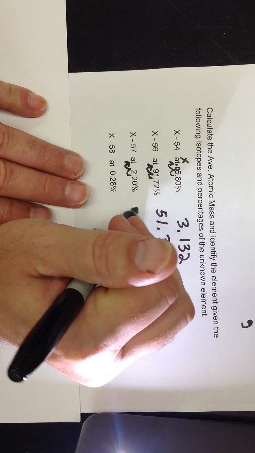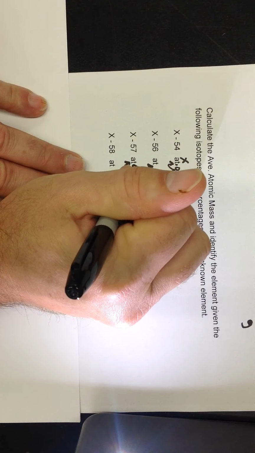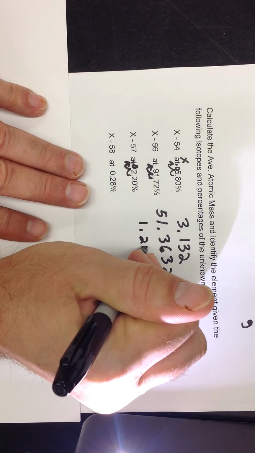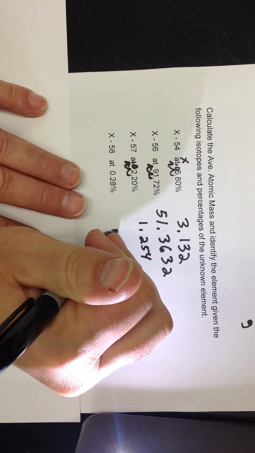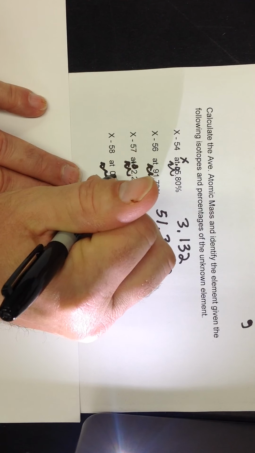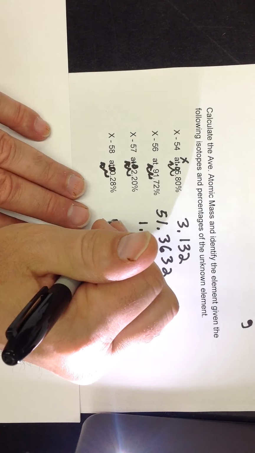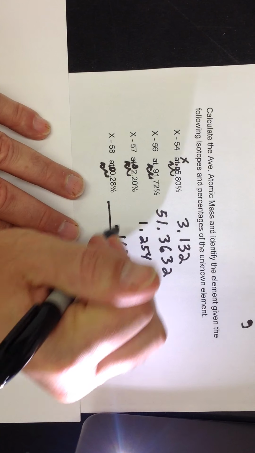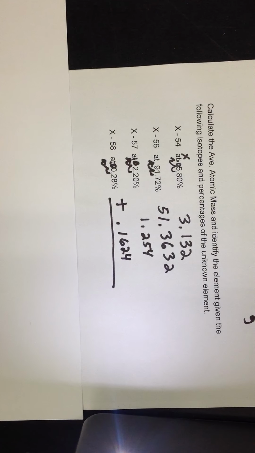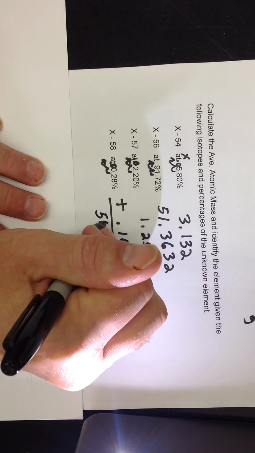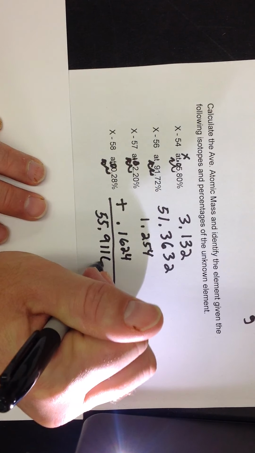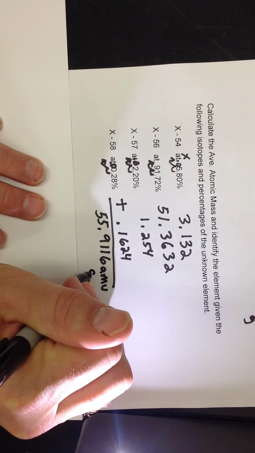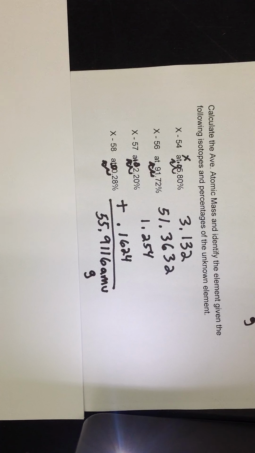Lastly, 2.2 percent. I'm going to move my decimal 2 places, and I'm going to get 1.254. And the last one, 2 zeros, 0.1624. Add all of these together, all 4 numbers together, and you get 55.9116. Again, you could call it AMU, atomic mass unit, or grams. I prefer the grams, it's just easier.